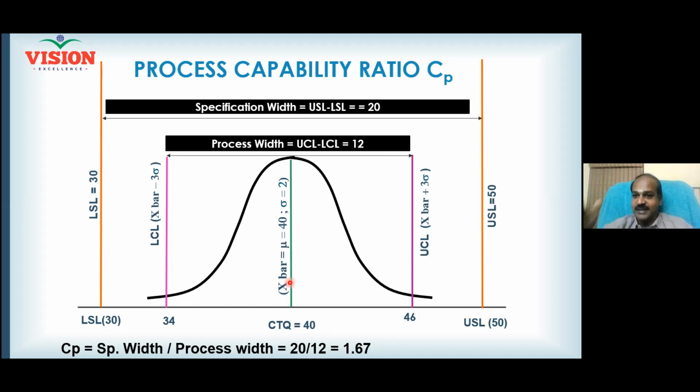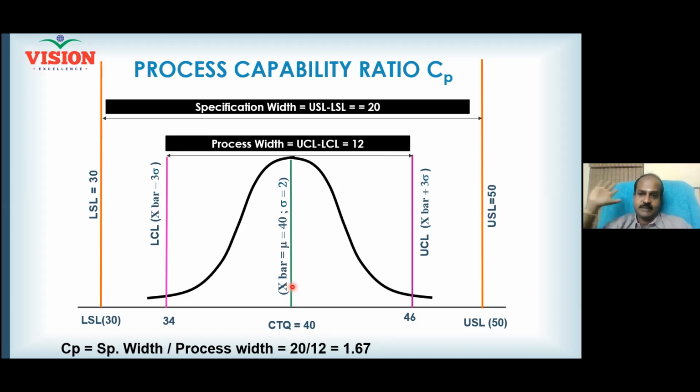Process is centered correctly on the target because the customer targeted value mu is also 40. Process average is also 40. Is it good for your results? Yes, for your result it is good. So try to get your process average on the target. All of you get this idea?